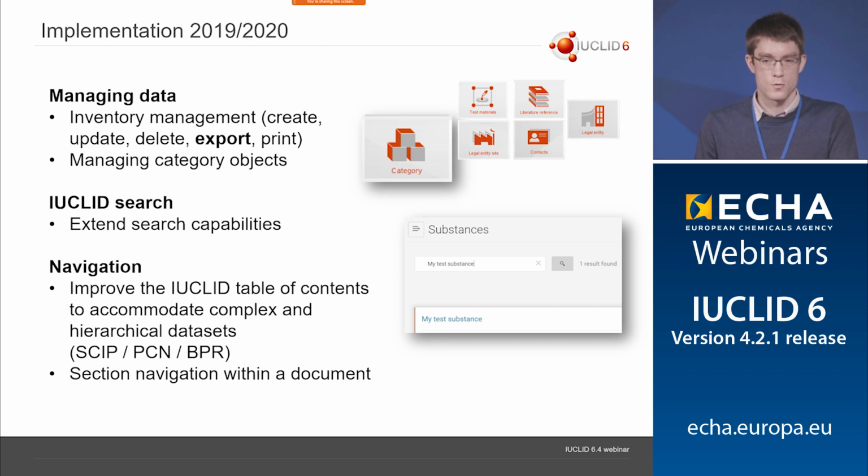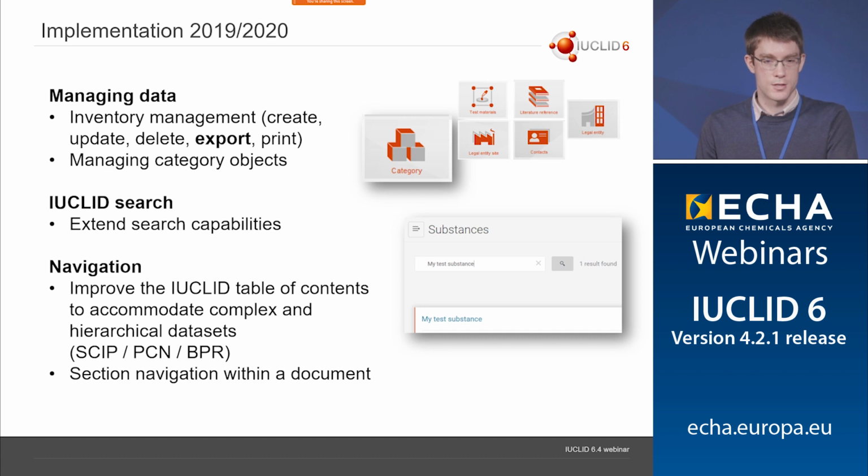One particular feature of these entities which needs to be implemented is the export of these entities. Currently, only reference substances can be managed, but these cannot be exported. You'll be able also next year to manage category objects in Euclid in the web interface. This is something that is replicating what is currently in the classic interface.